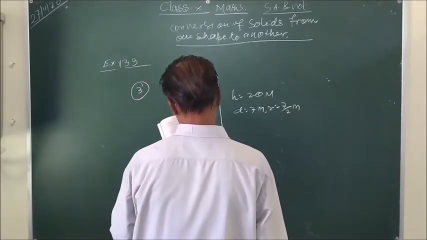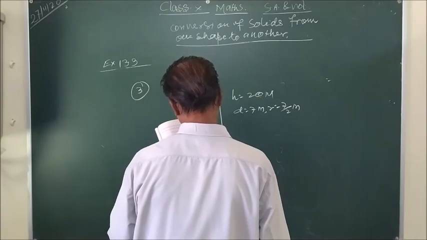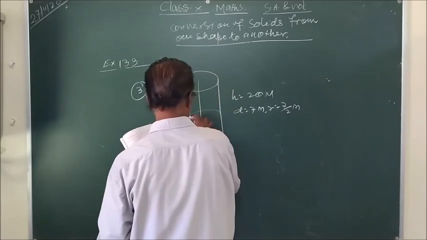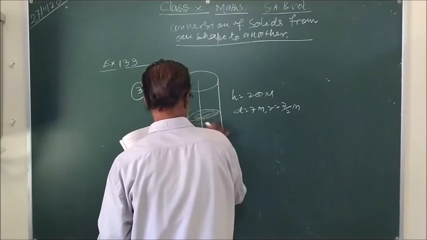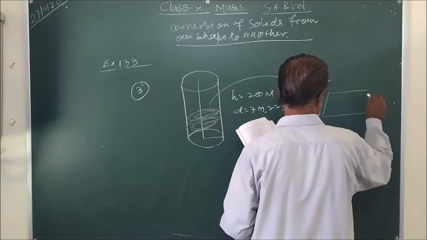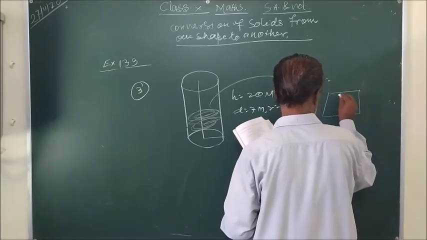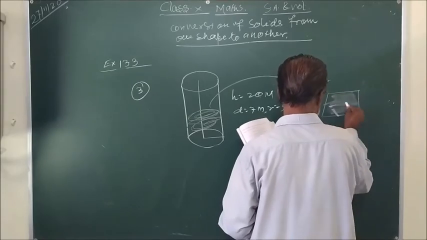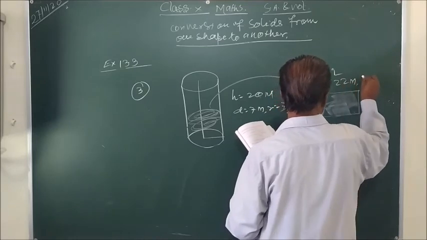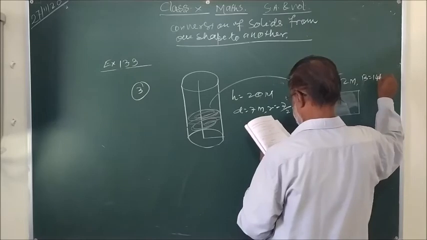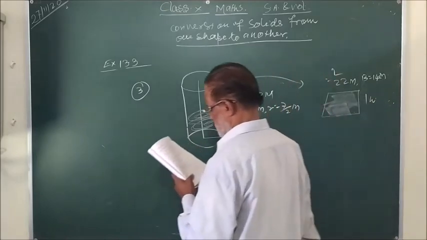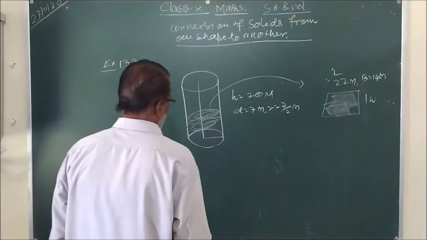And the earth dug out is spread to form a platform. This earth, this soil, which is taken out, we have made into a rectangular shape, a platform. The dimensions of this: length 20 meters and breadth is equal to 14 meters. So what is the height of the platform? This is the question. So what will you do in this?